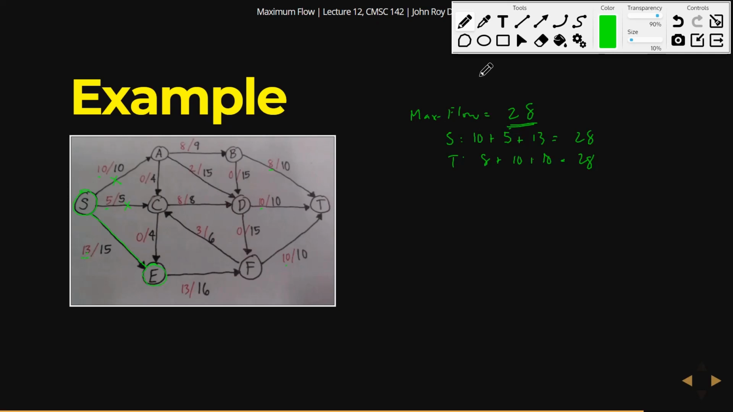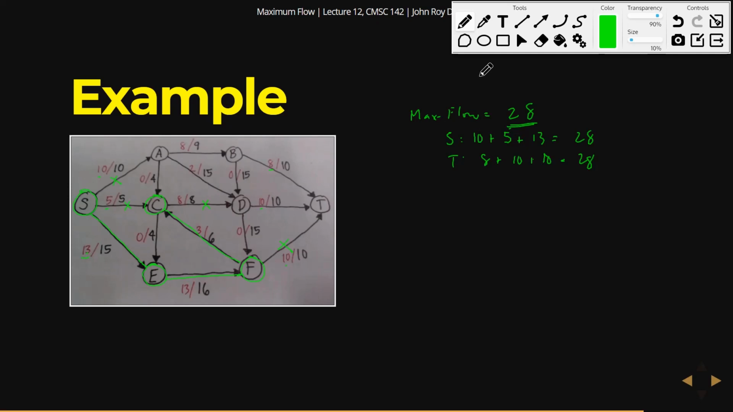Now, from E, which nodes can we go to? We can go to F because E to F still has remaining capacity, right? There's still remaining 3. So F is also reachable now. From F, can you go to T? Well, you can't because it's blocked off by the 10 over 10 flow. F can go to C because there's still remaining capacity of 3 here, right? 3 out of 6. So C is also reachable this time. Now from C, can you still go to D? Well, you can't because it's blocked off by 8 over 8.